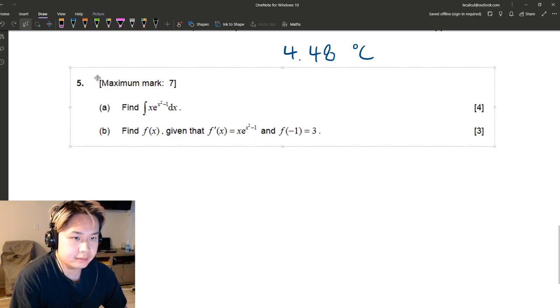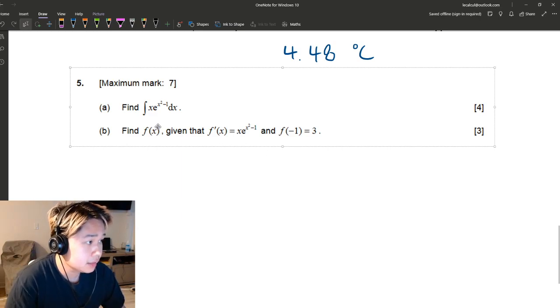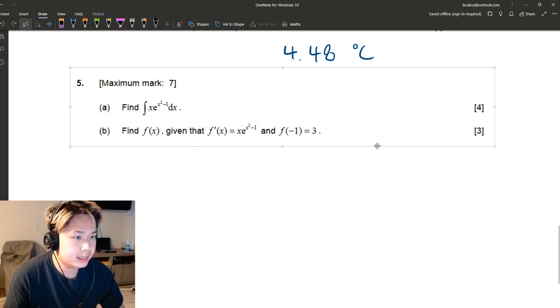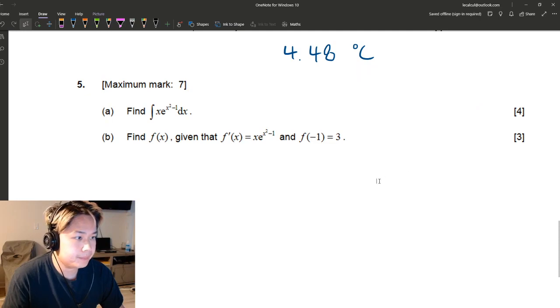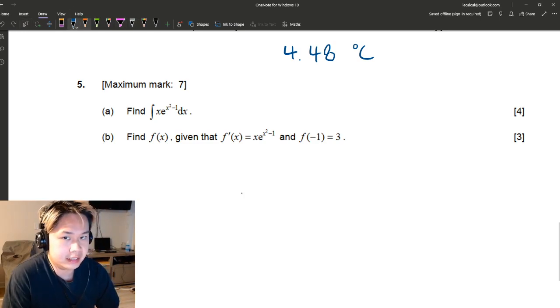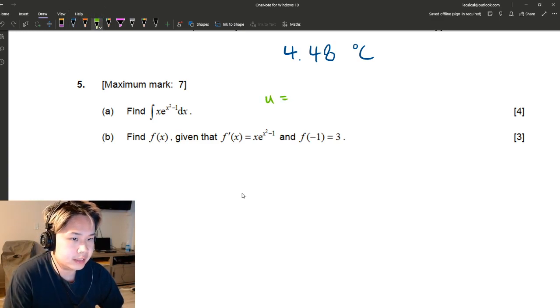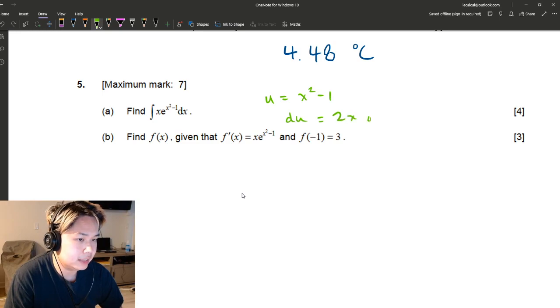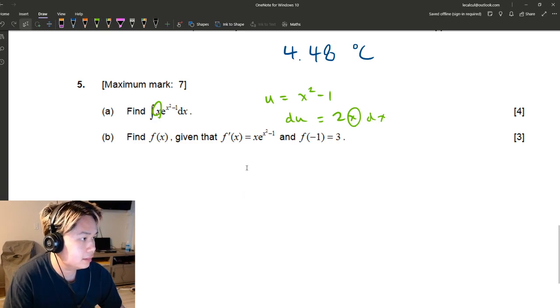Okay, what do we have? So we got an integral question. So this is x times some other function of x. As an SL student, you don't have that many options. It has to be a u sub. So what we're going to do is u sub the x squared minus 1, then the du is going to be 2x dx. And this is nice because that x can show up right there.